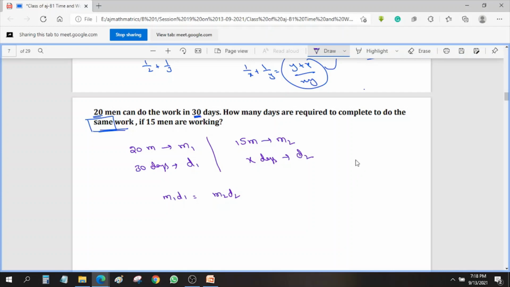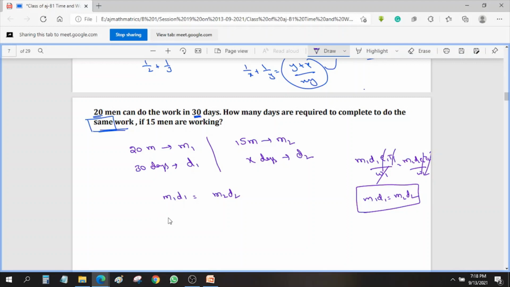Now, actually, what is the formula we have? M1 D1 E1 T1 by W1 equals M2 D2 E2 T2 by W2. Okay, this is the formula. But actually, what is given? Only M1 and D1 are given, so we are left with all this. You can directly take it as M1 D1 equals M2 D2. This is how you need to remember.